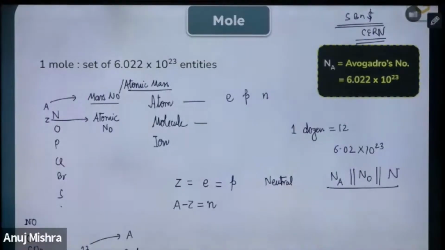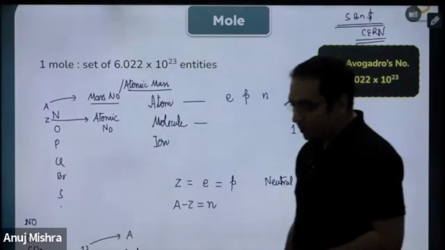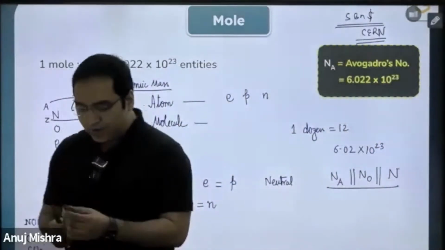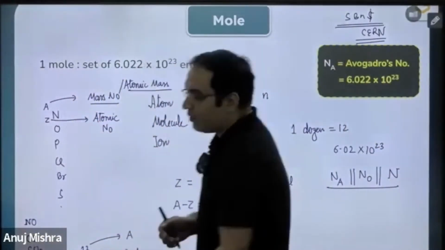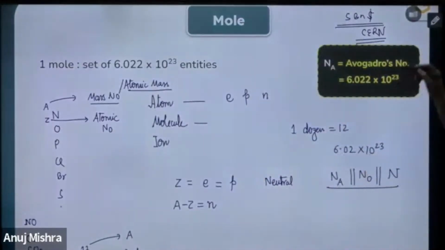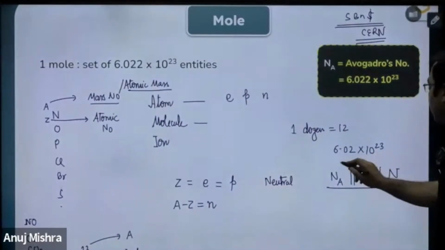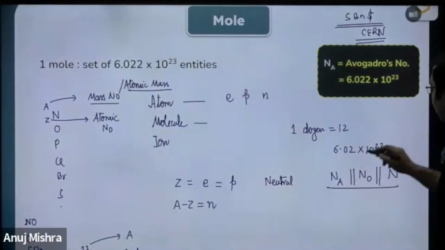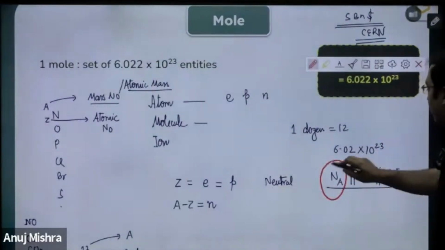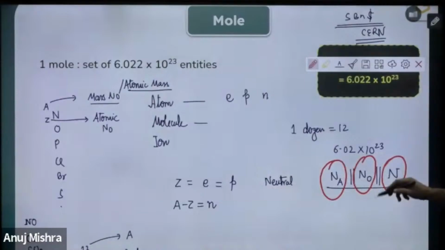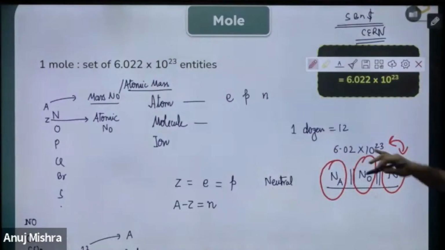So as we say, dozen is 12, mole is this number. And every time you can't write this number, so you have to use it very carefully. We can write Na or N naught in place of this number. You can see the number Na, N naught or capital N. That will also represent this number. Every time you will avoid writing this big number. Fine. So this is the definition of mole.